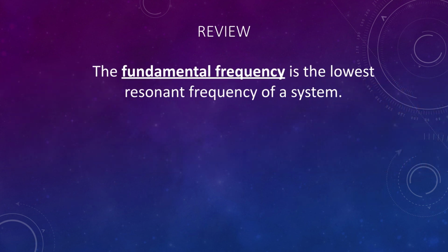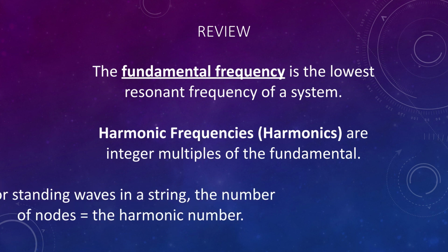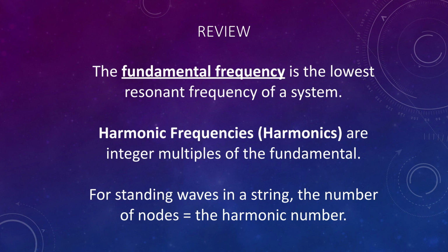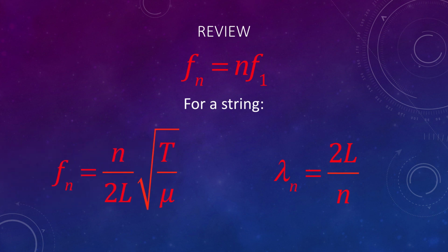To review, the fundamental frequency is the lowest resonant frequency of a system. Harmonic frequencies, or harmonics, are integer multiples of the fundamental. For standing waves in a string, the number of antinodes equals the harmonic number. Fn equals n times F1. For a string, lambda n equals 2L over n. And Fn equals n over 2L times the square root of T over mu.